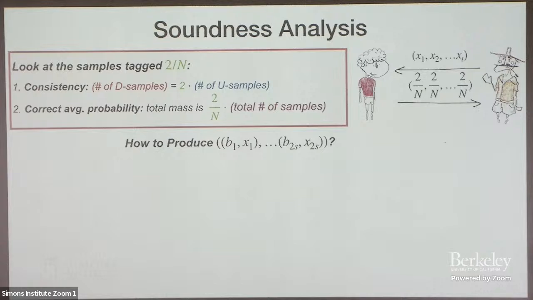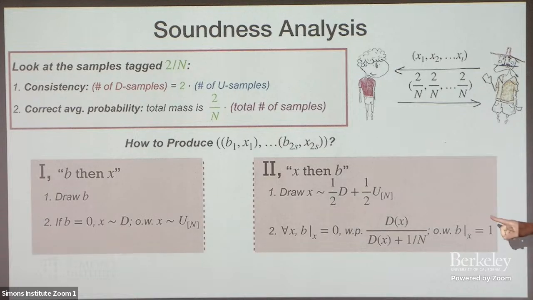So why is this sound? Let's consider what the verifier has done. The verifier sampled bits and elements from the domain. And it did so according to procedure number 1: first sample the bit, then sample X. But for the sake of the analysis, let's amuse ourselves with procedure number 2. Imagine that the verifier could have done this as well. It could have drawn X according to this convex combination of D and the uniform distribution. And then based on X, the verifier could have decided the bit B.